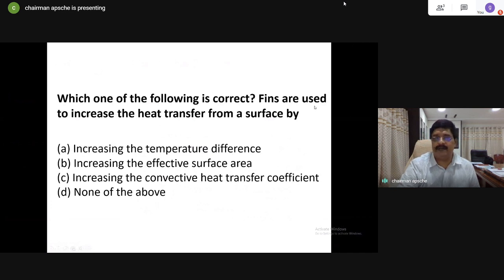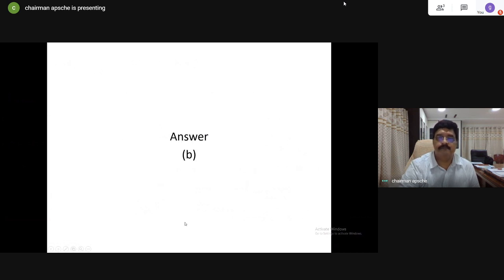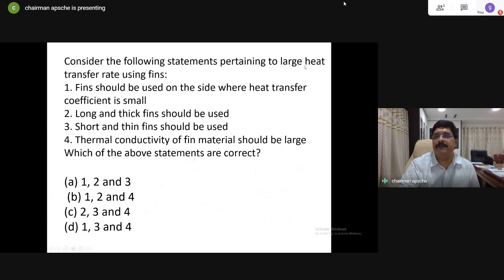Which one of the following is correct? Fins are used to increase the heat transfer from a surface by increasing the temperature difference, or increasing the effective surface area. Now it's anyone's guess. Consider the following statements pertaining to large heat transfer rate using fins. 1: Fins should be used on the side where the heat transfer coefficient is small. 2: Long and thick fins should be used. No, I simply said thick fins cannot be used, so 2 is ruled out straight away.